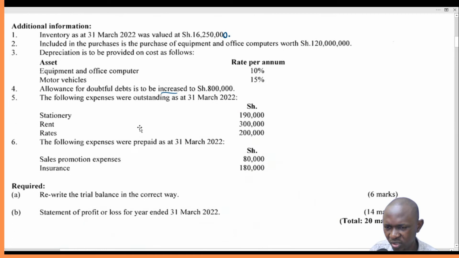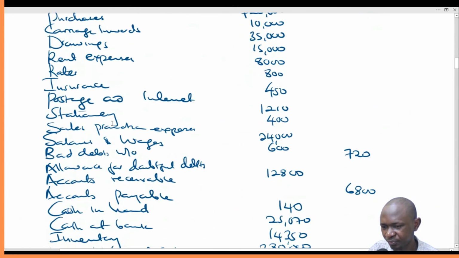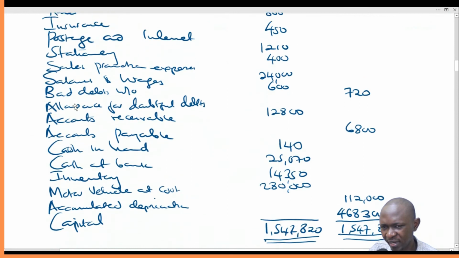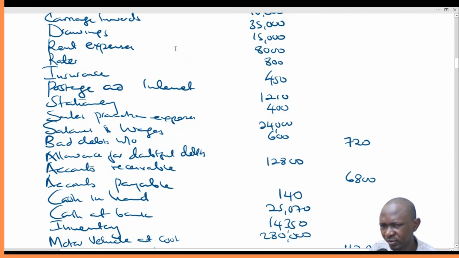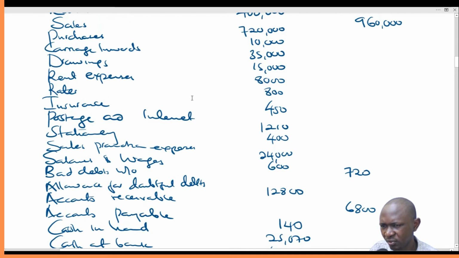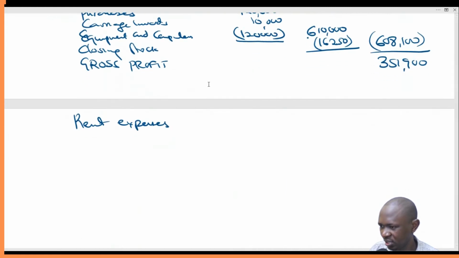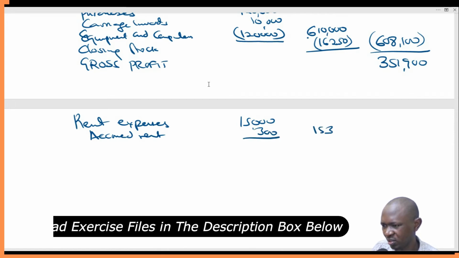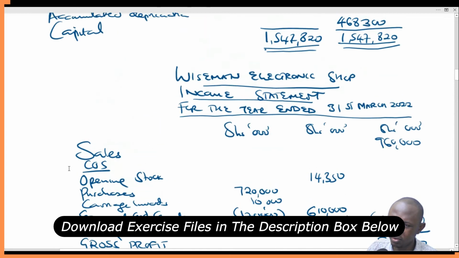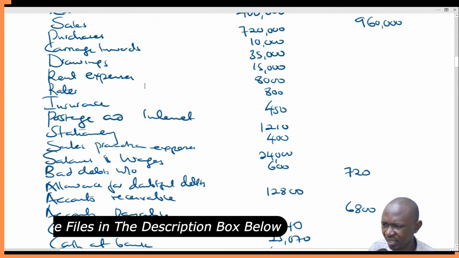There was additional information. So you can see rent 300. But remember here the zeros have not been restricted, so we'll only pick 300. So rent was 15,000 plus 300. Now notice I'm putting this in the innermost column, and then we have accrued rent. How much? 300. So when we add this, we get 15,300 here. And then we go to the next item. The next item is rates.